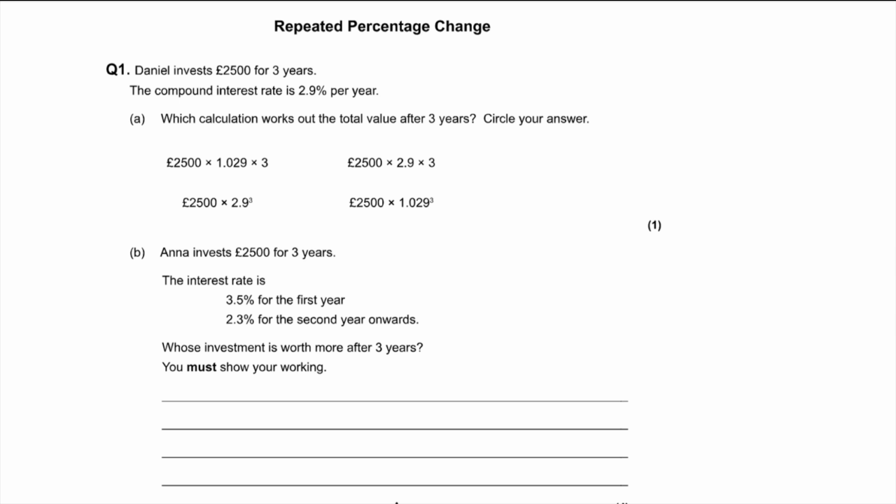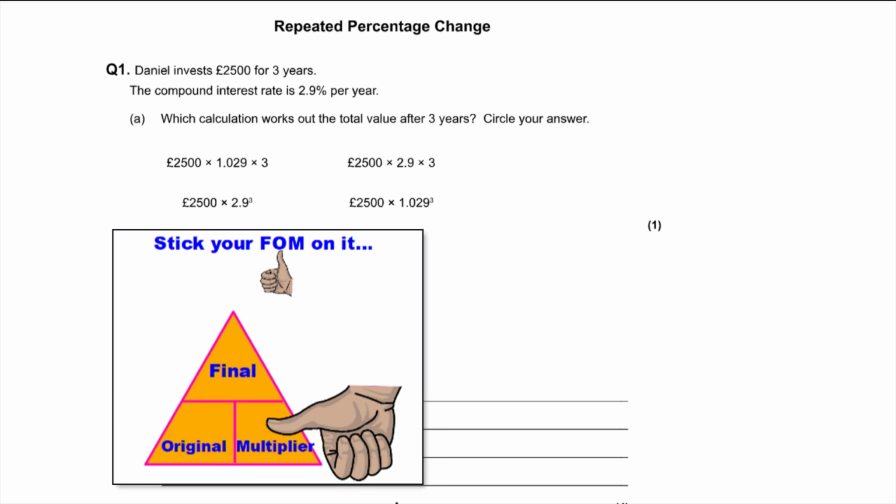If you've ever seen any of my videos before, you know that I use a little triangle for percentage questions. Put your thumb on it: final, original, multiplier. And I just use an extension of that when I work out repeated percentage change. So using that triangle, final, original, multiplier, what have I got? Which is which?